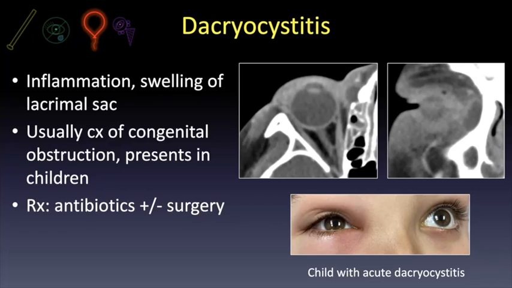Dacryocystitis is inflammation and swelling of the lacrimal sac and is usually a complication of congenital obstruction of the nasolacrimal duct. Patients present with infectious signs centered in the medial canthal region, as in this patient. Imaging shows enlargement and peripheral hyperenhancement of the lacrimal sac with swelling of the surrounding tissues. Patients with acute dacryocystitis must be treated promptly due to risk of orbital complications and sepsis. Treatment consists of antibiotics and sometimes surgical decompression.